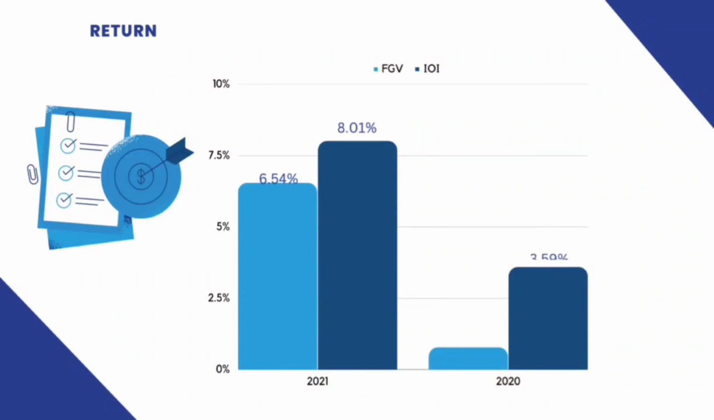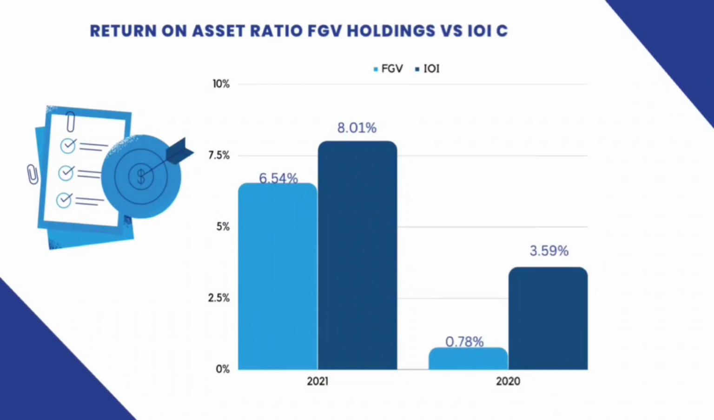As the diagram shows, for the year 2020, FGV stayed at an ROA ratio of 0.78% and increased to 6.54%, which is an increase of 5.76% in a year. Meanwhile, IOI in year 2020 stayed at 3.59% and increased to 8.01%, which is an increase of 4.42% in a year. Therefore, both companies are efficiently managed in using their balance sheet to generate profit.